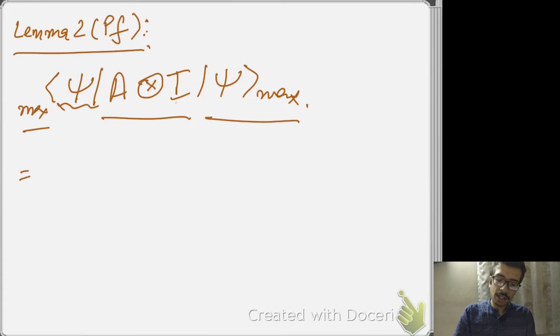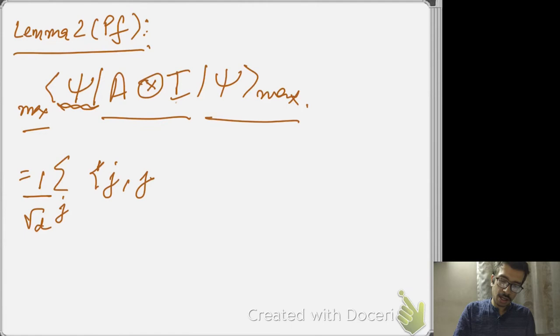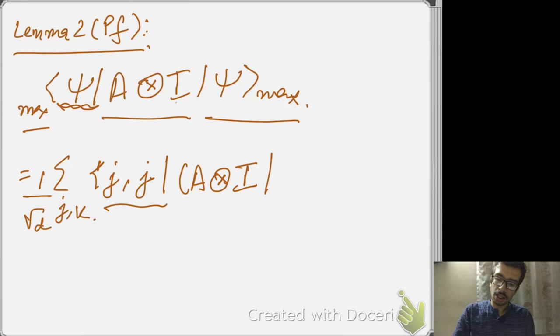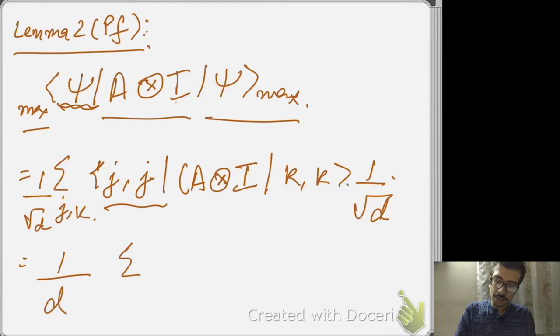So let us expand out these psi max terms. I have 1 over root d, sum over j, and with a bra I have bra jj, and then I have A tensor I in between, and then I have a sum over k as well, ket kk, and there is a 1 by root d factor correspondingly. So overall I have something like 1 by d, sum over jk, bra jj, A tensored I, ket kk.